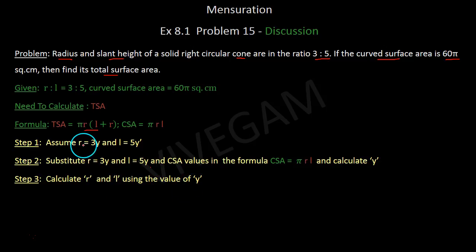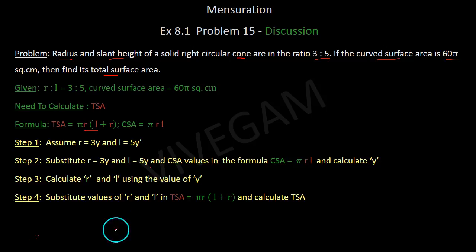What is r? r is 3y. So if, let's say, you get y as 10, then r will be equal to 10 into 3, and L will be 5 into 10, 50. Whatever value of y you're getting, you have to multiply it by 3 to get the radius, and multiply it by 5 to get the value of length, slant height.